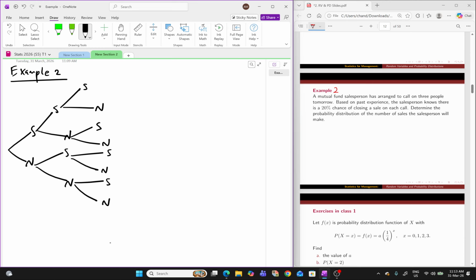The probability that the person will buy is, the salesperson knows there is a 20% chance of closing the sale. So this is 0.2 and this one should be 0.8 because the branches coming out from one single point should sum up to 1. If you add these two, both must make 1. So we come to here.